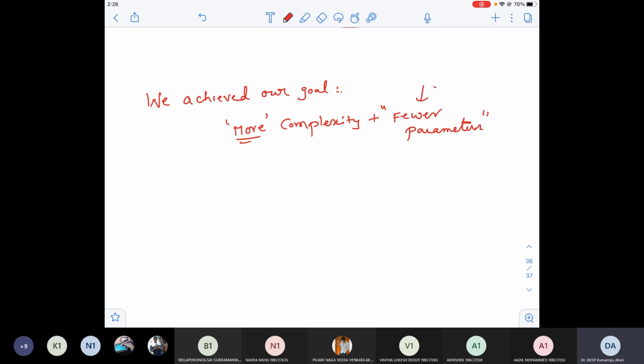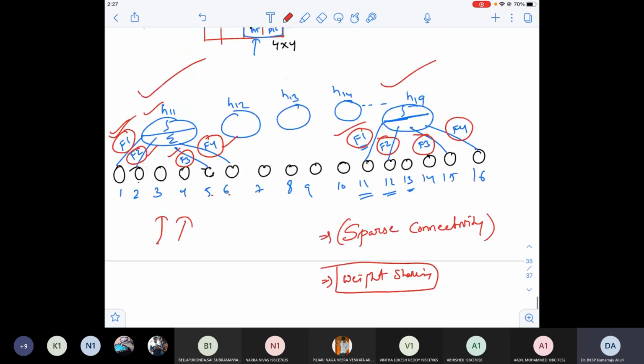That is the main logic here. But did I achieve this feat? More complexity with fewer parameters? Yes. Because how did I achieve more complexity? Because I still have more hidden layers. Where are the hidden layers here? This is hidden layer 1.